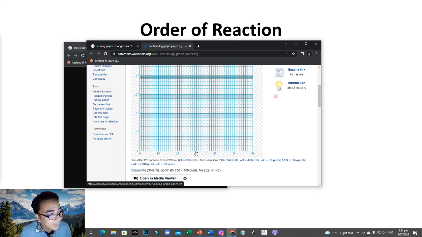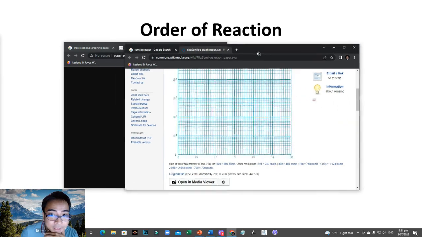Okay, sa tingin nyo, bakit semi-log? Bakit niya siya tinawag na full log paper? Okay? Now, class, kung full logarithmic paper yan, ibig sabihin, both the x and the y-axis follows the logarithmic scale. In a semi-log, only one axis follows the logarithmic scale, which is the y-axis.